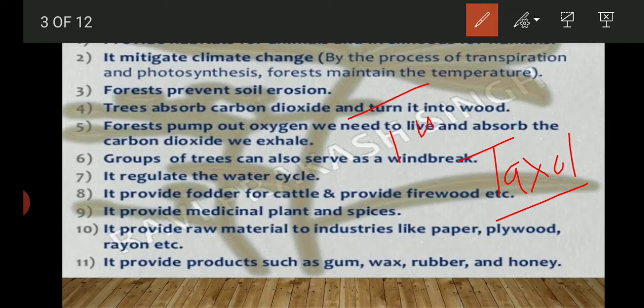Similarly, turpentine oil, which is produced from the resin or gum of pine tree, is used for thinning paints and varnishes. And rubber comes from the rubber tree. Trees like babool and kikar also yield gum, and the oil extracted from trees like eucalyptus and sandalwood is used to make dyes and perfume.